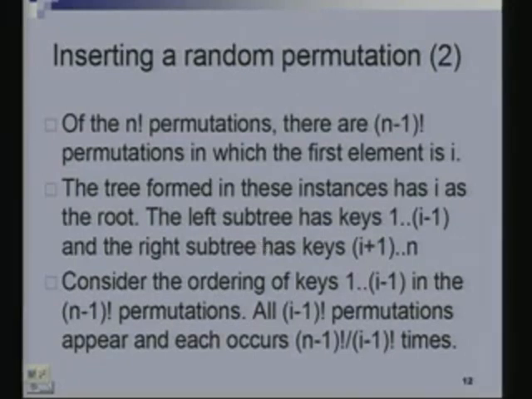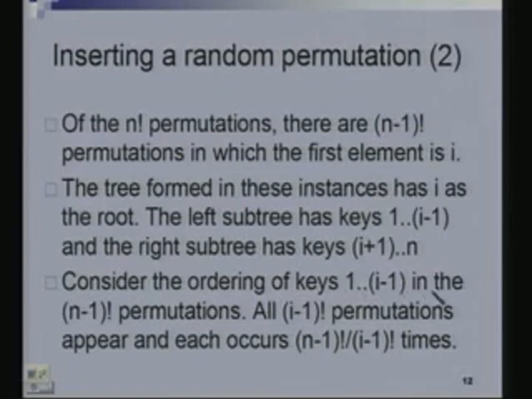So, I am now going to fix a particular element, let us say I, and I am going to look at all permutations in which the element I is the very first element in the permutation. There are n minus 1 factorial such permutations in which I is the first element. In these permutations, the tree that we obtain will have I as the root because it is the very first element, and then the keys 1 through I minus 1 will be in the left subtree of the root, and the keys I plus 1 through n would be in the right subtree of the root.